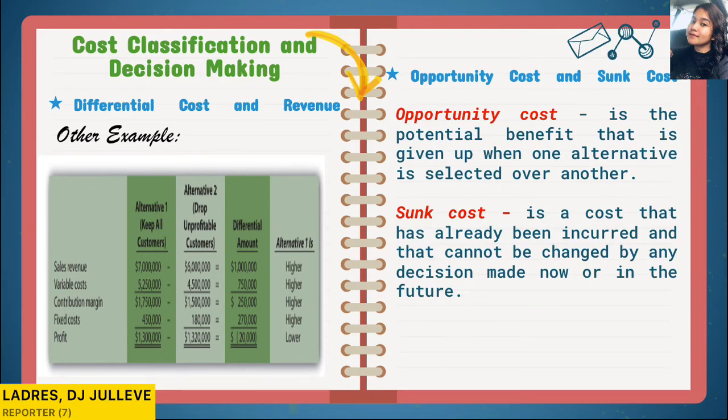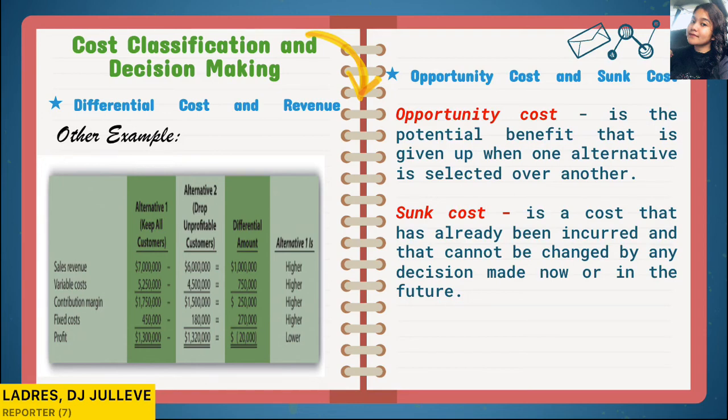Because sunk costs cannot be changed by any decisions, they are not differential cost na pwede ma-change ang decisions, right? And because only differential costs are relevant in decision, sunk cost should always be ignored. Why ignored? Kay lagi, dili man ma-change ang ida decision.